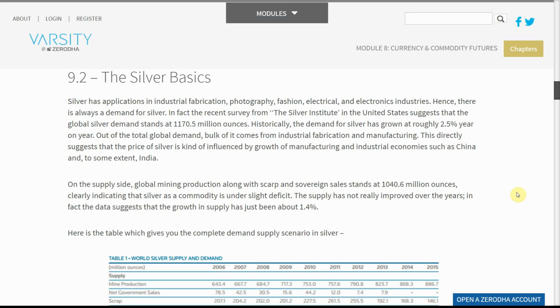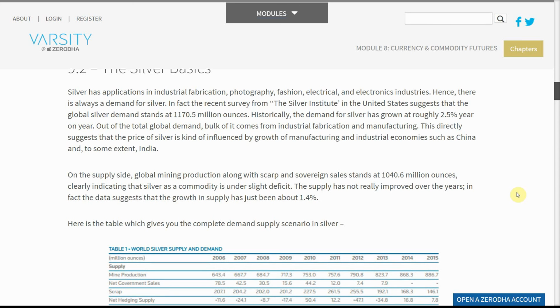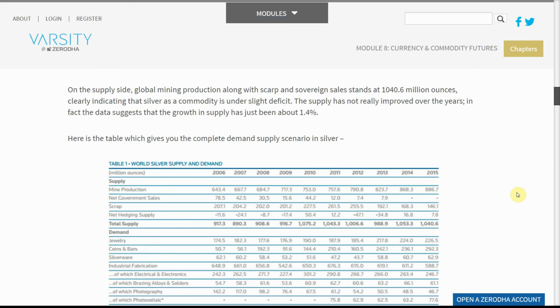The supply has not really improved over the years. In fact, the data suggests that the growth in supply has just been about 1.4%. Here is the table which gives you the complete demand-supply scenario in silver. You can read the complete survey report.